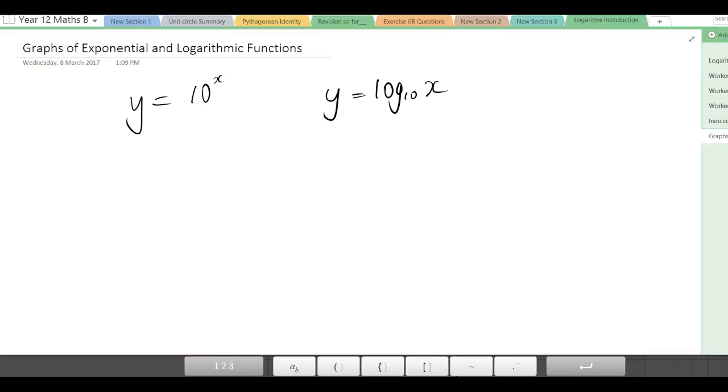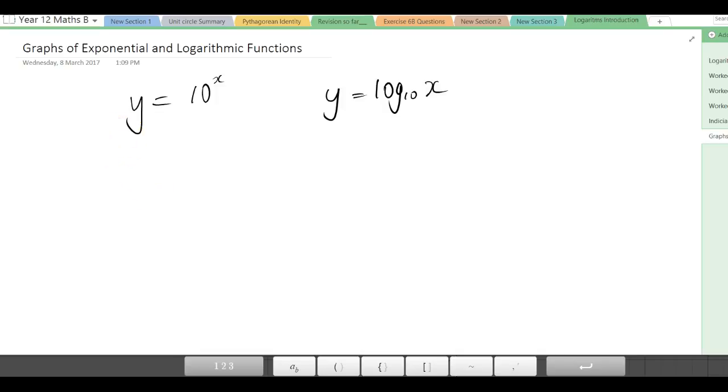This particular video is going to look at showing you the difference between the graphs of an exponential, like y equals 10 to the x, that's our exponential, or a log graph, y equals log 10 of x. So in this video, we're going to look at what the difference between these two graphs is.